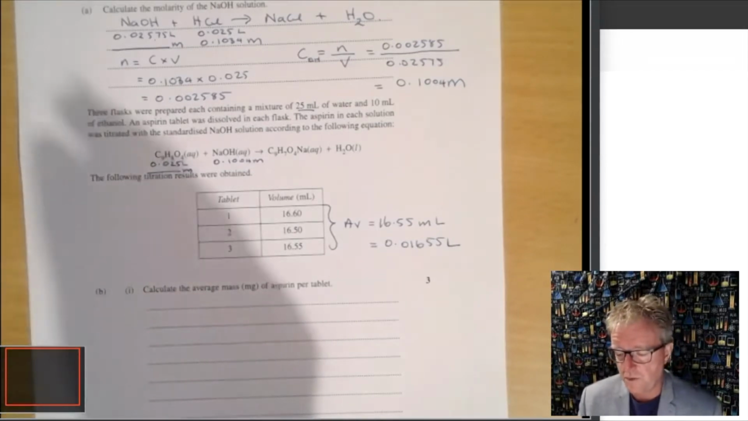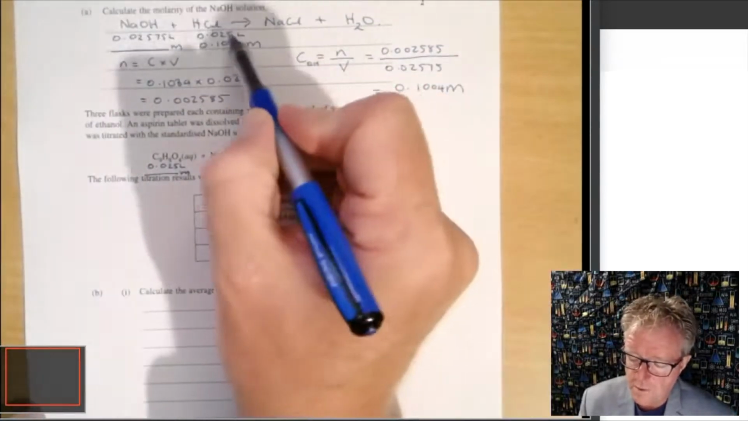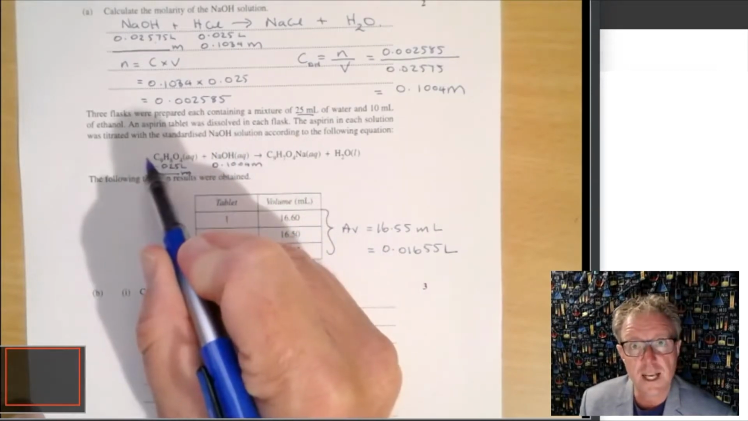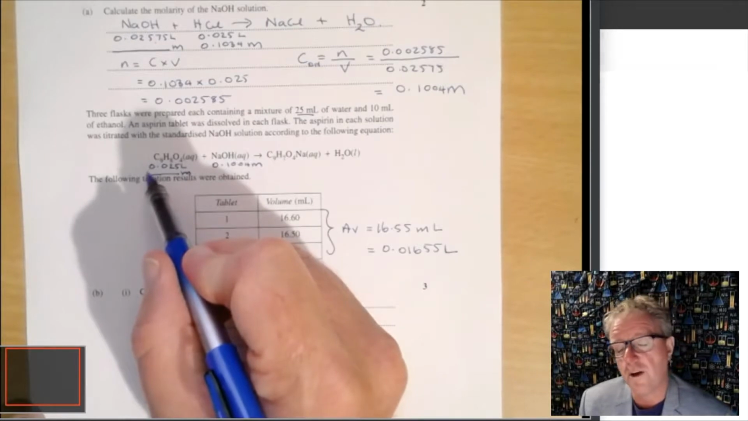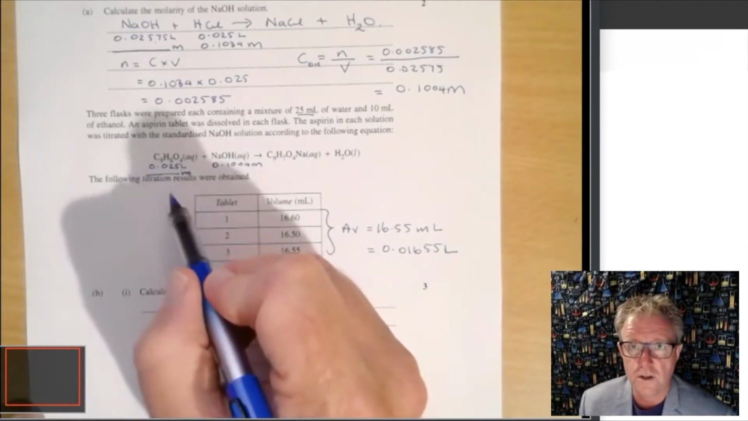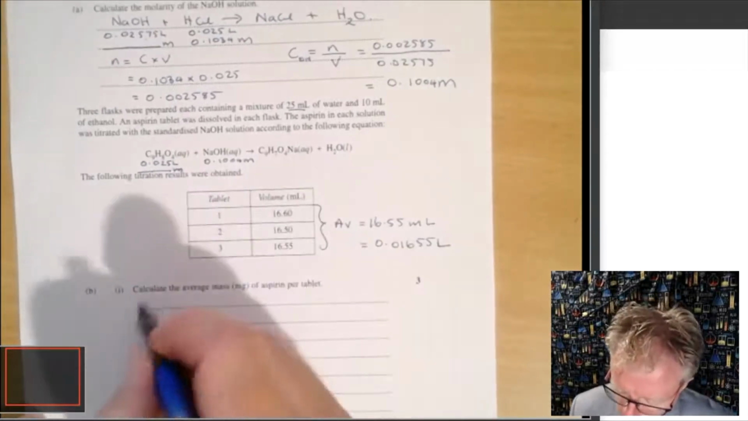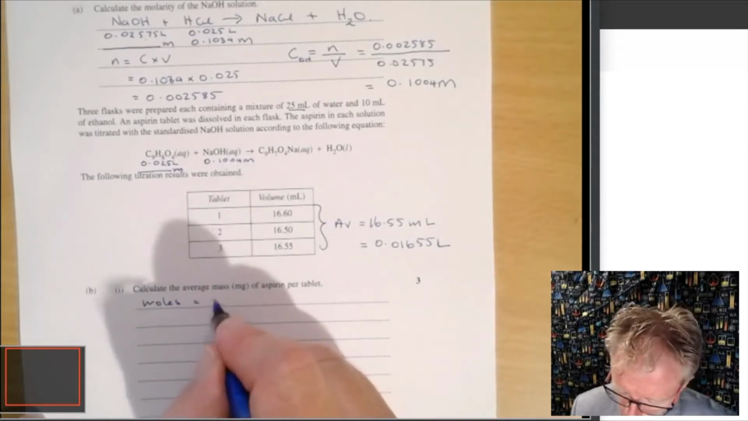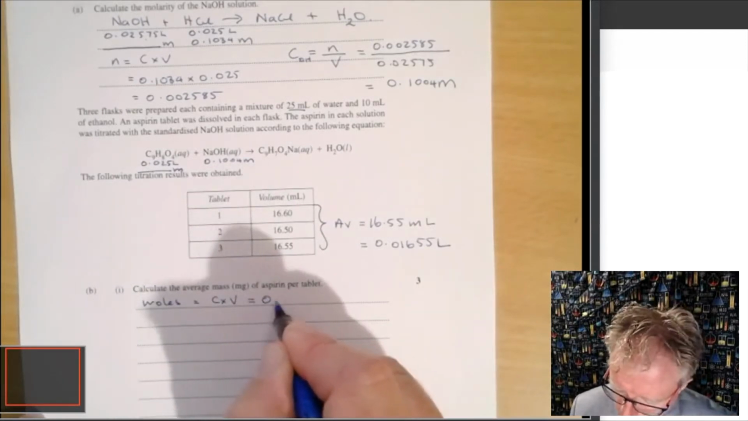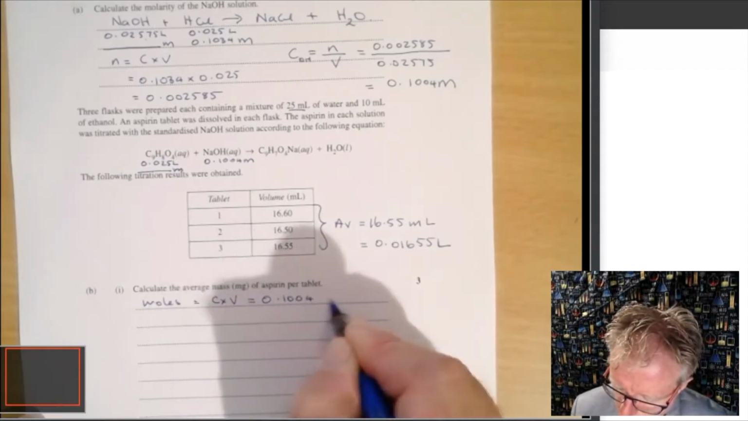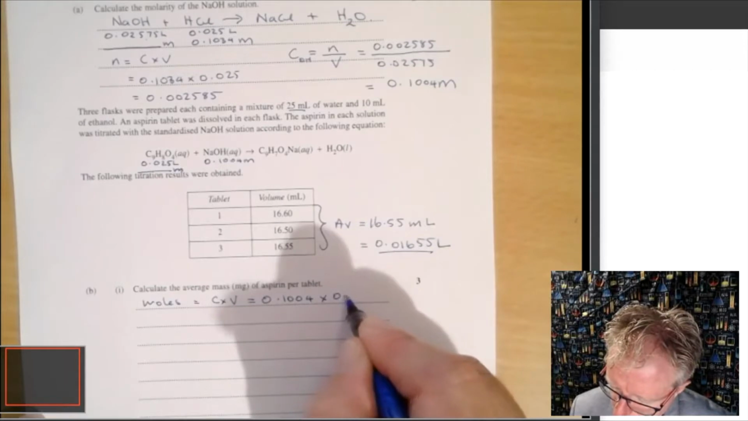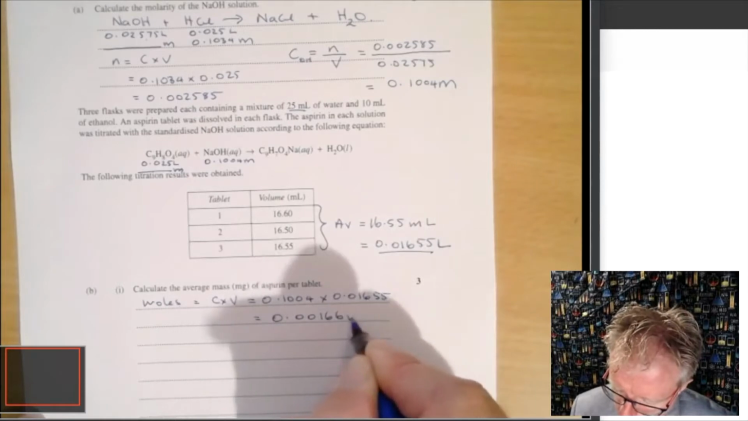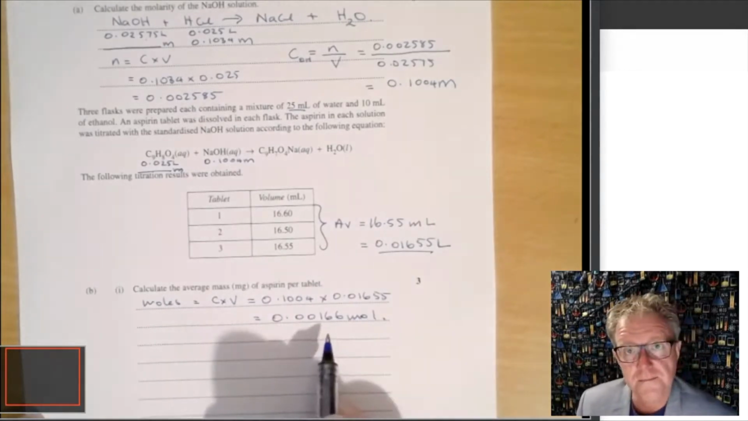So it's the same process we go through initially anyway. We find out the number of moles of our sodium hydroxide. That tells us the number of moles of our citric acid present. But instead of going to a final answer of molarity, we want to go to a final answer of grams. So let's do that. So the moles of the sodium hydroxide used is the concentration times the volume. The concentration was 0.1004, and the average volume that you use is there, 0.01655. That means that how many moles of OH was used in the titration was that.